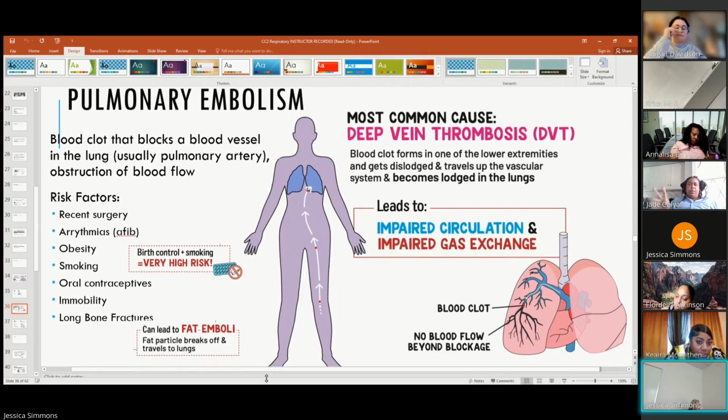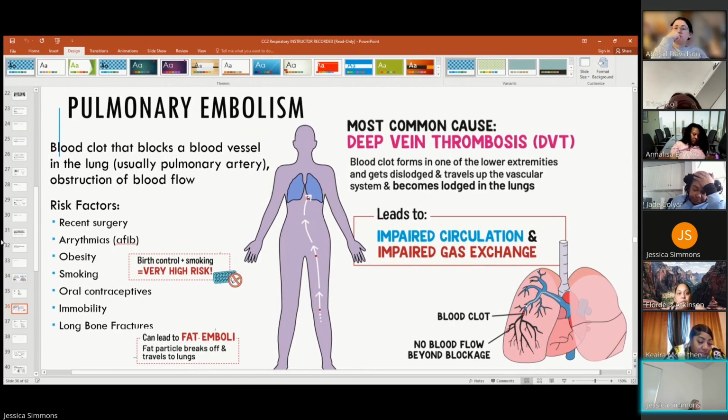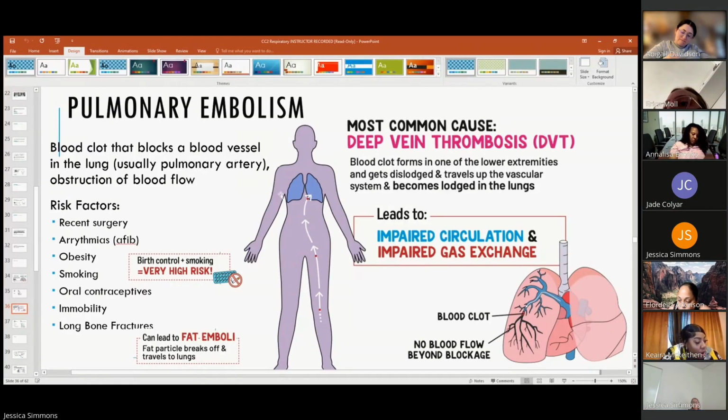So we are now moving on to a PE. Pulmonary embolism. This is a blood clot that blocks a blood vessel in the lungs, usually the pulmonary artery, and it causes an obstruction of blood flow. So risk factors, of course, one of your number 1 risk factors is going to be recent surgery combined also with immobility. But they can be on their own, but combined, definitely very, very high risk for a PE.